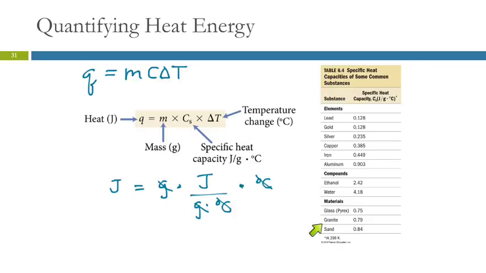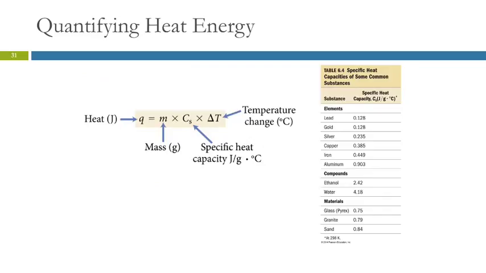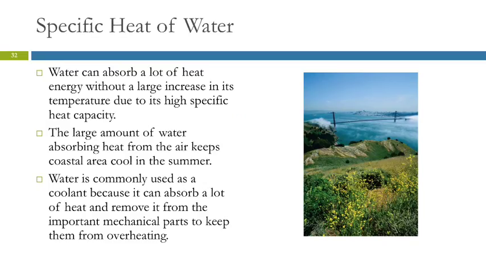Here's a table showing some specific heat capacities of substances. Lead, gold, silver, copper, iron, aluminum. These are all metals, and their heat capacities are fairly low. Aluminum is higher than things like lead and gold, but it's still fairly low. Here's ethanol, and here's water. Water has a specific heat capacity of 4.18 joules per gram degree Celsius. So water has a high specific heat capacity.